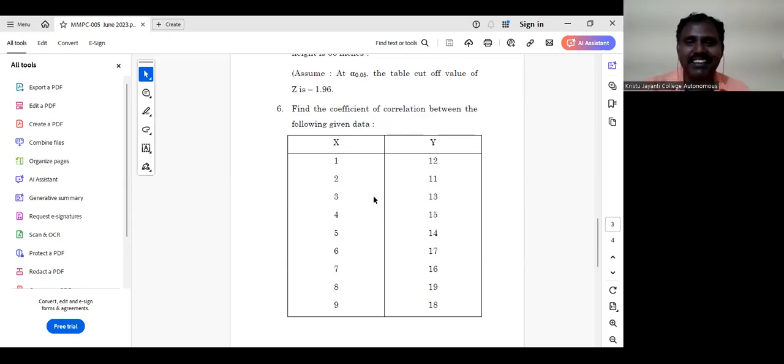Ma'am, for a theoretical question, for 20 marks, maximum you can write 4 pages. As much as possible, you can extend up to 4 pages. If you have more information with you, then you can extend it. The number of pages is not limited.